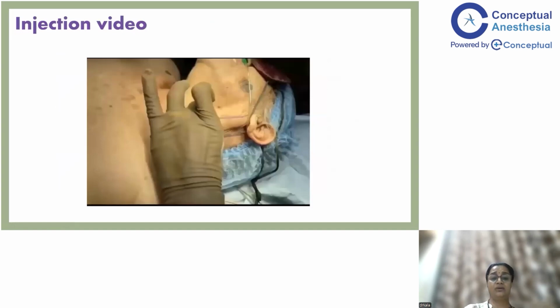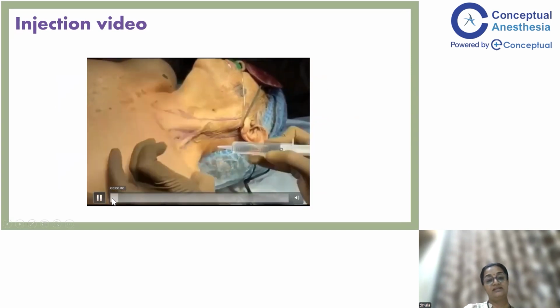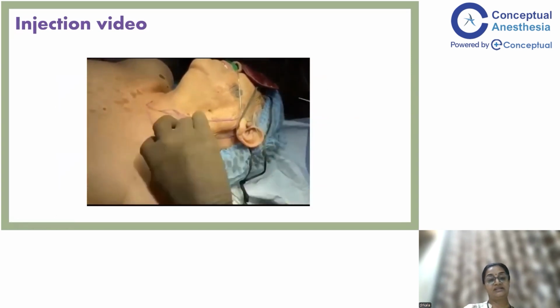This is the injection. The volume you need is around 5 to 10 ml of LA. If you're doing a surgery using this block as the sole anesthesia agent, you will give a higher concentration, that is 0.5% bupivacaine or 0.75% ropivacaine. This is how I'm holding it, and you can see the external jugular.